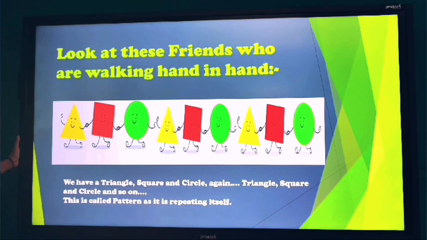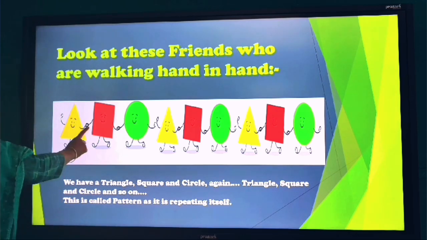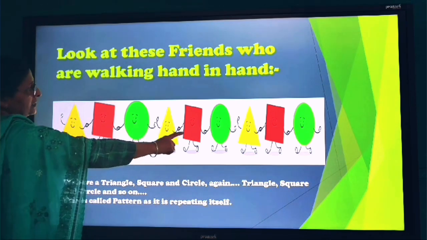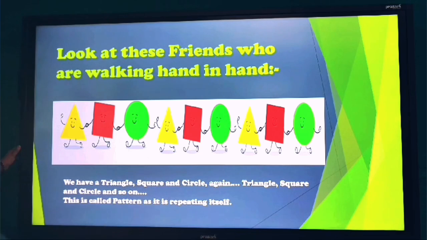Now, look at these friends who are walking hand in hand. We have a triangle, square, circle, and again triangle, square, circle, and so on. This is called a pattern, as it is repeating itself.